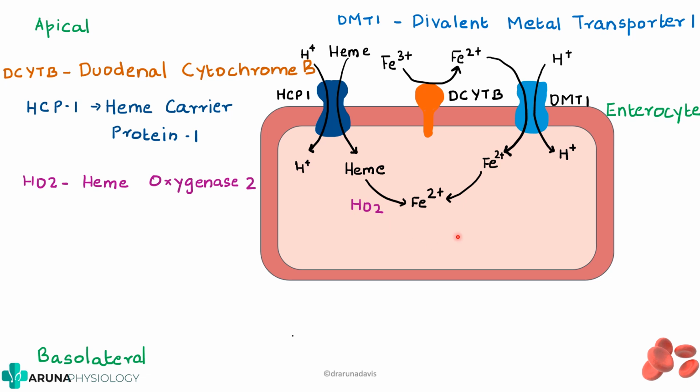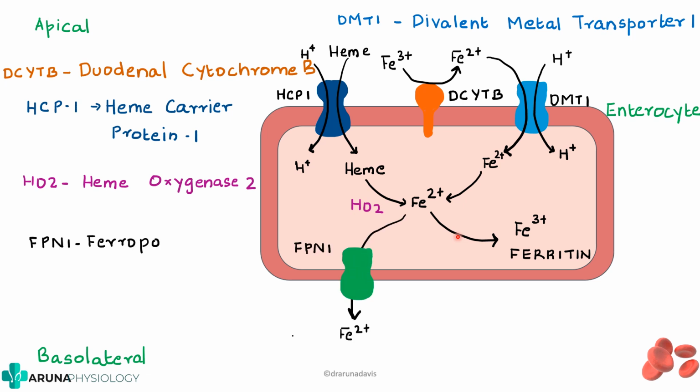Then what happens? Some of the iron is converted to ferric form and is stored as ferritin, whereas others, some of them, are transported out of the enterocyte by means of a channel called ferroportin 1, FPN1. Ferroportin 1 transports the ferrous present inside the enterocyte out into the bloodstream.